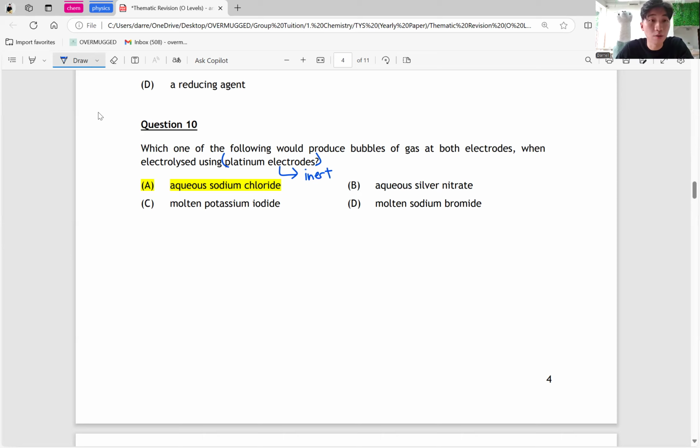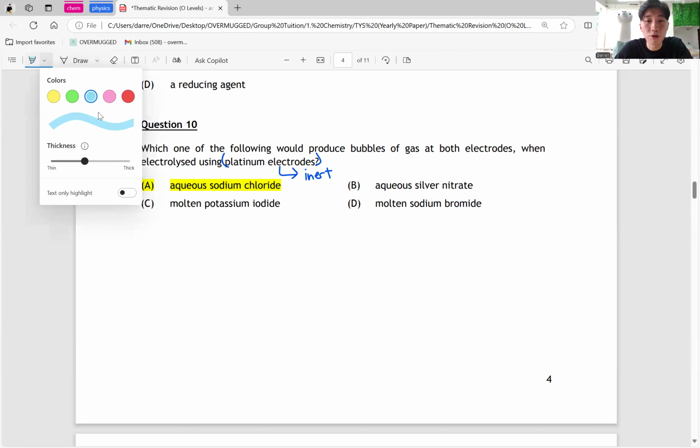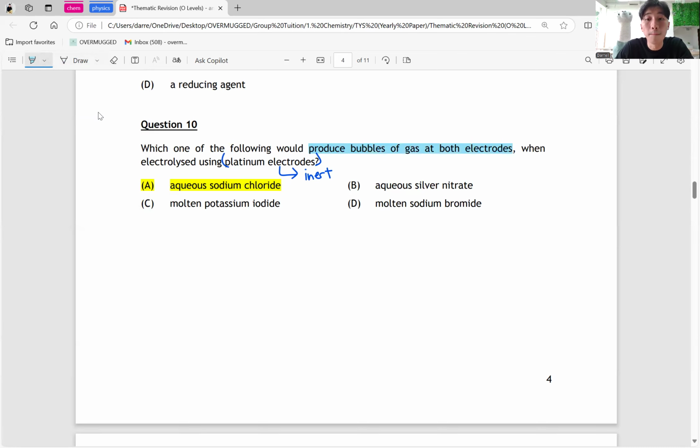Other than platinum, it could be carbon, it could be graphite for all that matters. But as long as you're dealing with inert electrodes, the electrodes themselves will not directly dissolve and take part in the reaction. So this means we are looking at largely 3 possibilities: molten, aqueous, and concentrated solutions. Next, we were also told a very big clue, which is that it produces bubbles of gas at both electrodes, meaning both electrodes must give you some version of a gas.